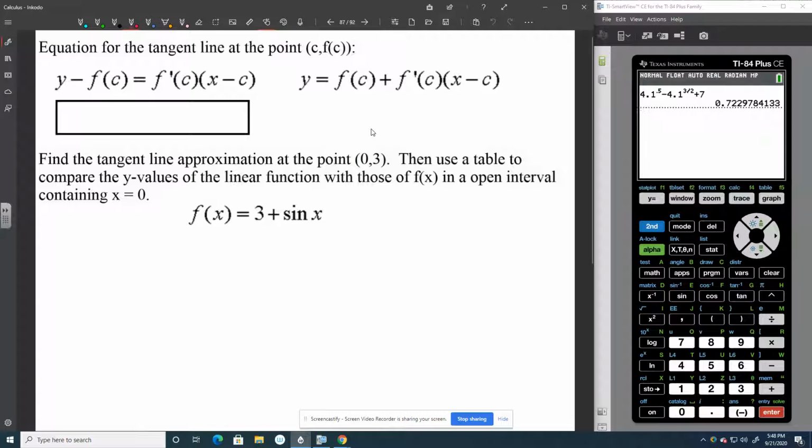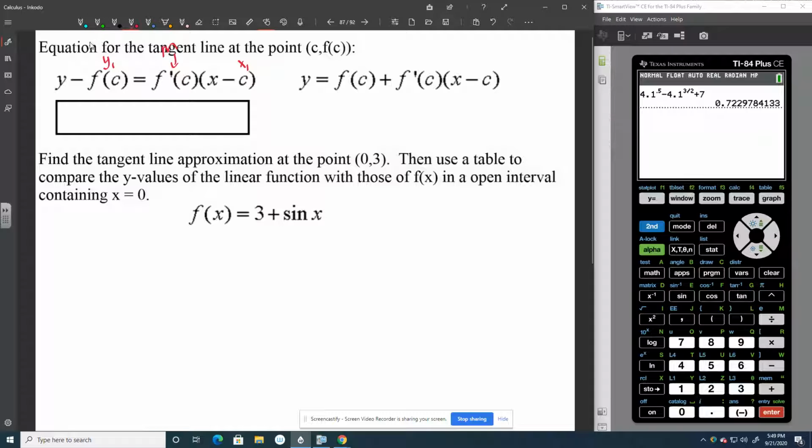Moving on, let's go ahead and look at another example here. This is just the exact same thing, the equation for the tangent line at c, f of c. I just want you to see this function. If you look at it, y minus f of c, that's just like saying y1, equals f prime of c. Well, that's just a slope. And x minus c, that's just x minus x1. So this is just our normal tangent line formula, just rewritten in another way. Okay, so finding the tangent line approximation at the point 0, 3.